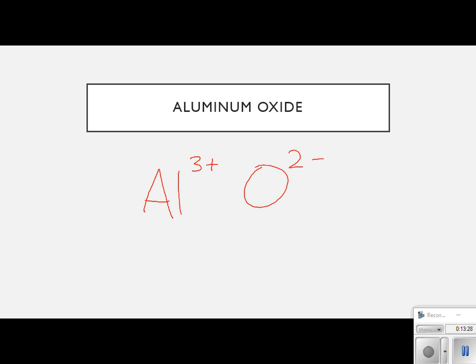All right, so I've got 3+, I've got 2-. Okay? Now, we can do this a couple of different ways. We could do the crisscross method. If I do the crisscross method, then I'm going to cross this 3 down to the oxygen and this 2 over to the aluminum. So I'm going to get Al2O3.